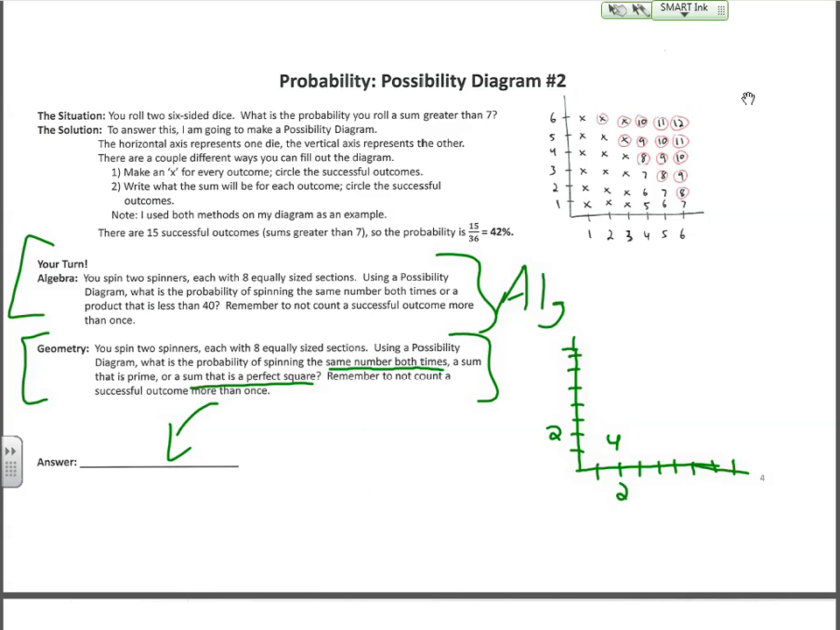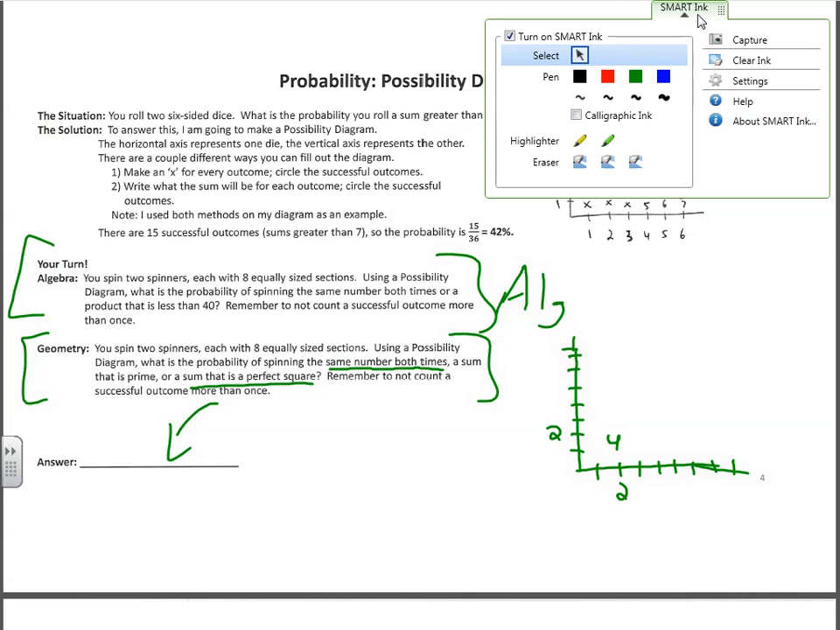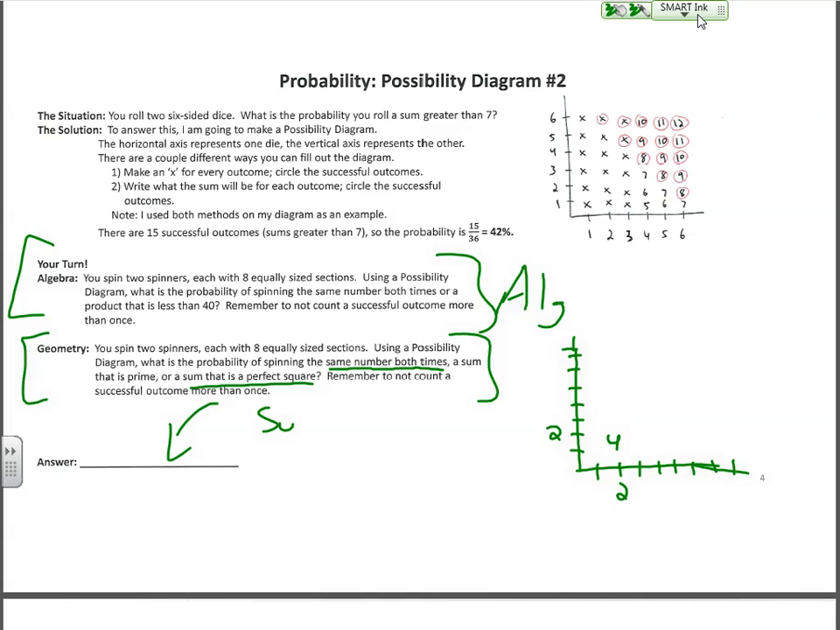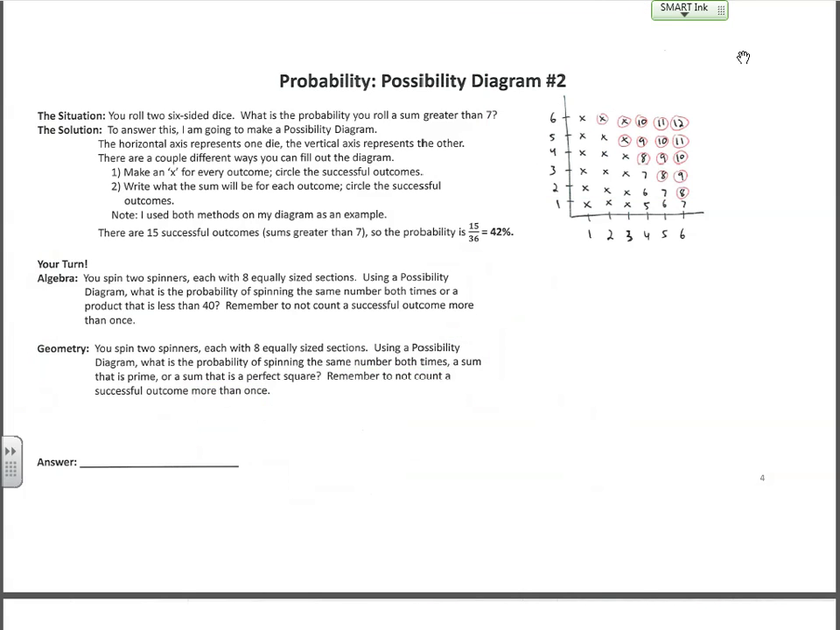And the last page is, just remember that probability is successful divided by total, right? So the number of successful outcomes divided by the total number of possible outcomes, which is where the possibility diagram really comes in handy, because it shows you what all the outcomes are, and you can count which ones are successful and then compare that to the total number of possible outcomes there.